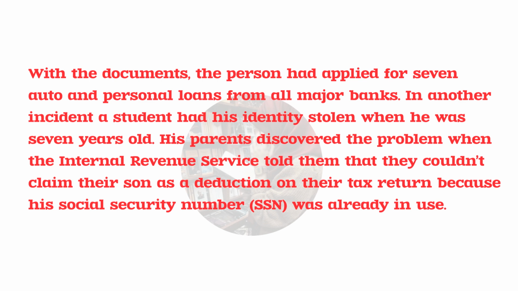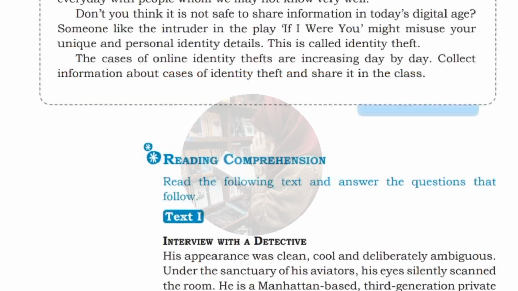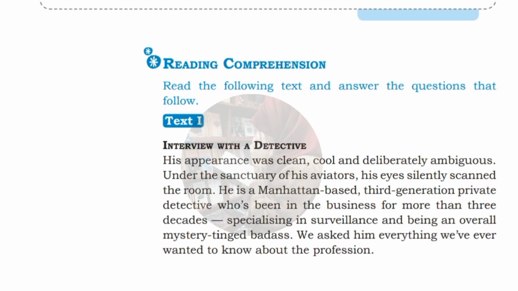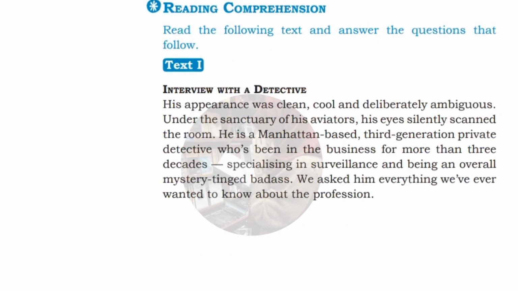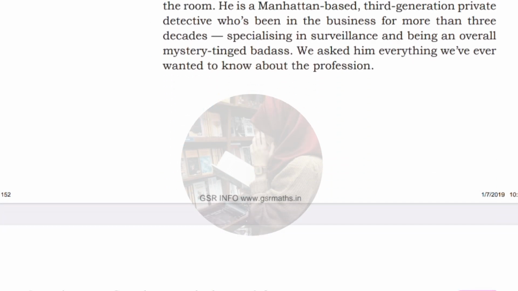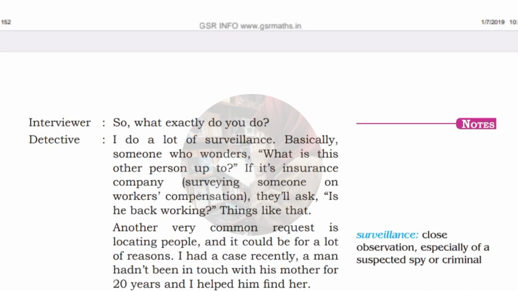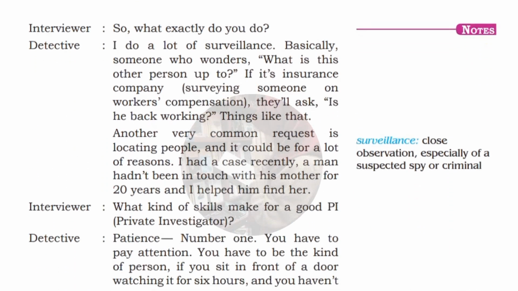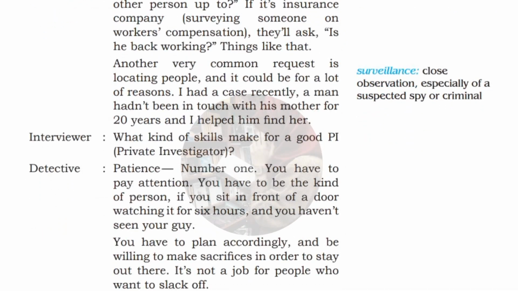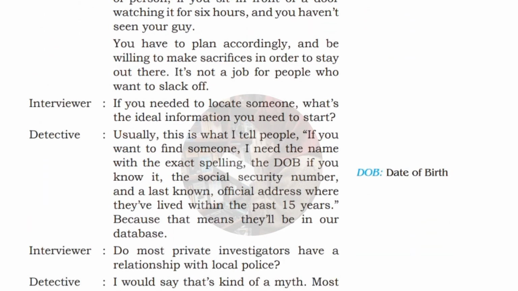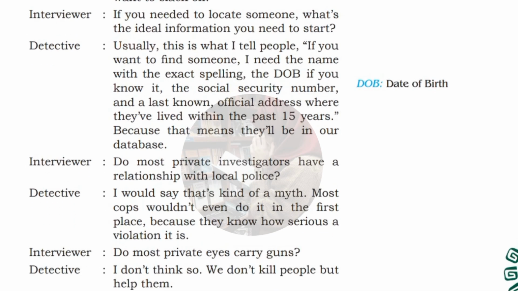Okay, guys, this is the matter that you have to share with your classmates in the class. Let's move on to the next one, that is reading comprehension of text 1. Okay, here in this text 1 we have a conversation between an interviewer and the detective. So you have to read this conversation well and understand what they are discussing, then only you will be able to answer the following questions.